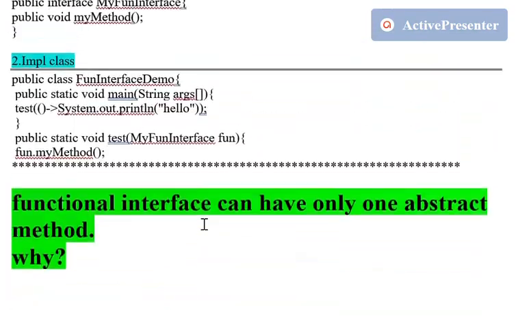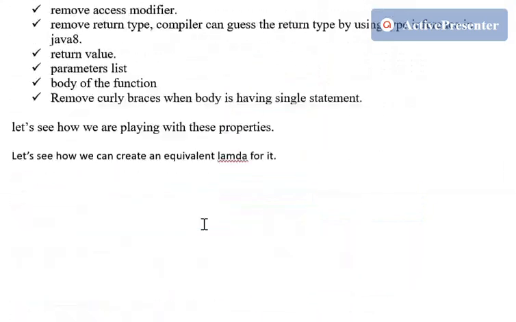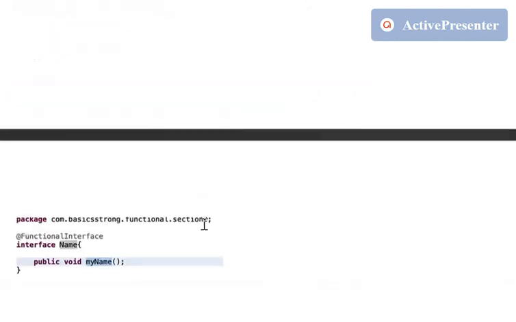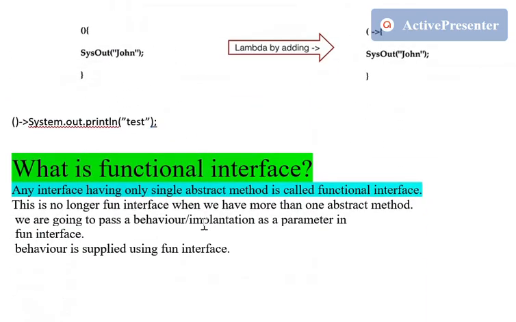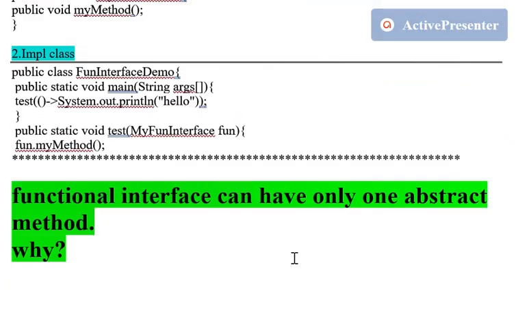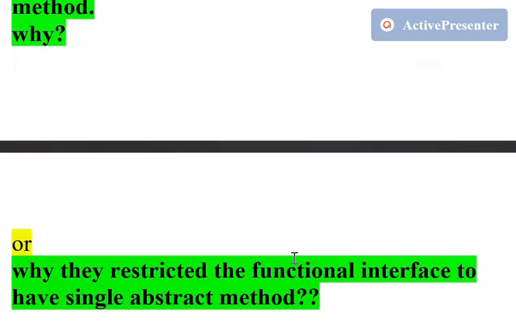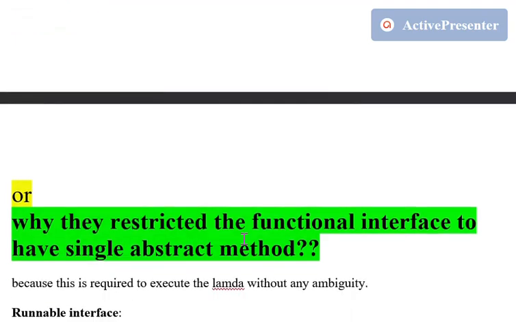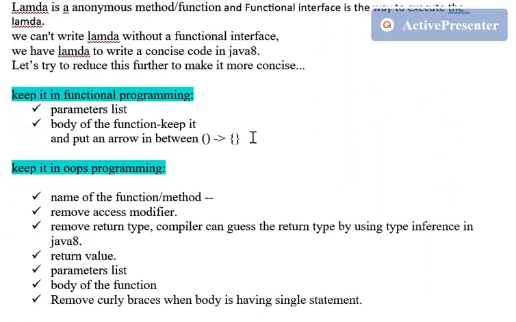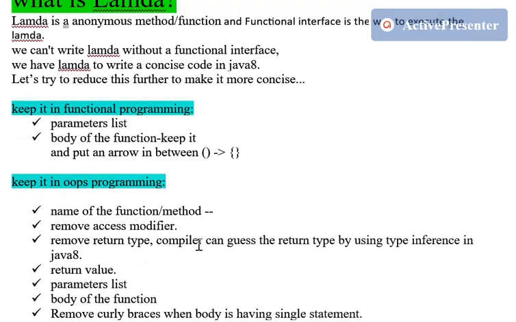Okay, we are ending this video. So here we have covered what is lambda, what is the purpose of lambda, what is a functional interface, what is the use of a functional interface, and why the functional interface is restricted to have a single abstract method. Also, what is the difference between object-oriented programming and functional programming?